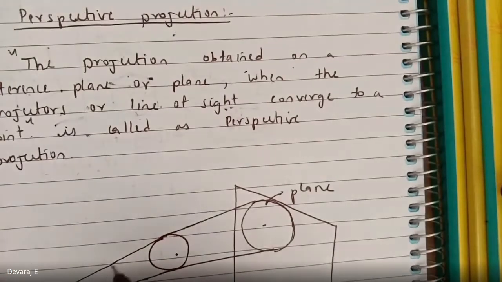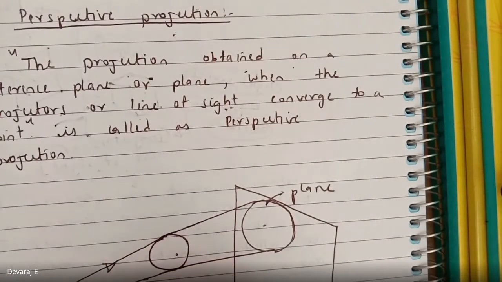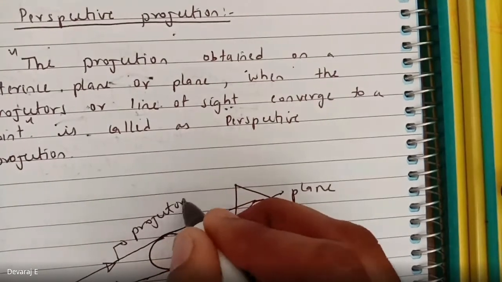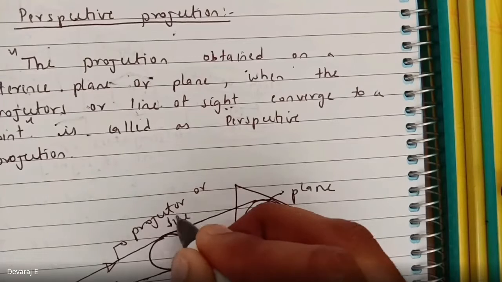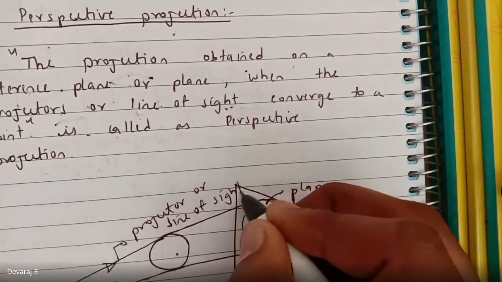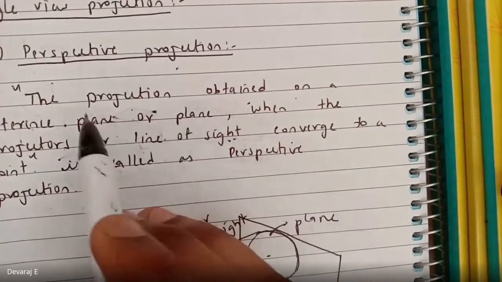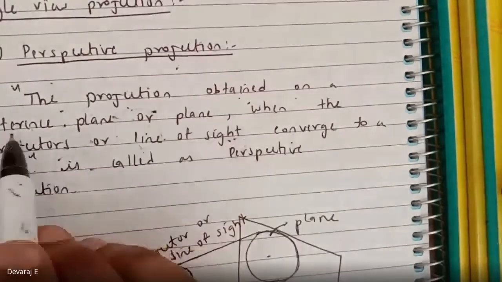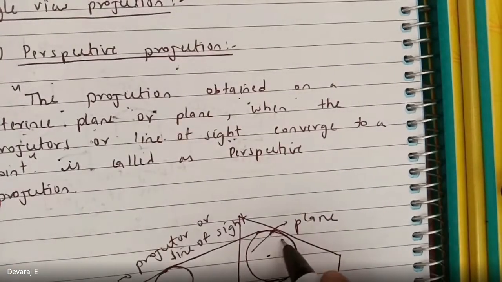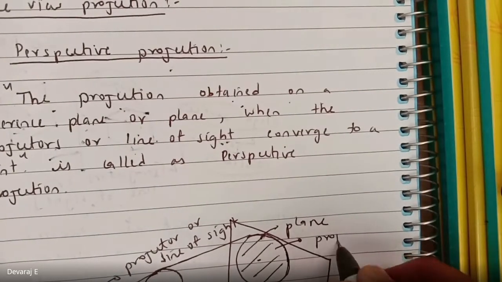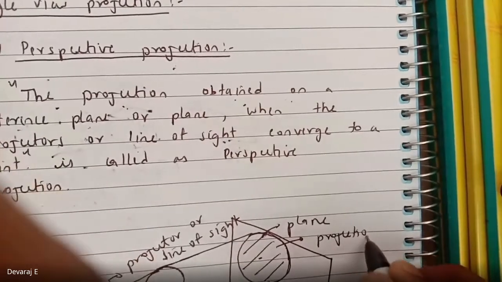Okay, see here, this is called the line of sight. Always remember, this is called the projector or line of sight. If the line of sight is passing through a point, this is called converge. According to the definition, the projection obtained on this reference plane is called the projection, or the plane of projection, which is falling on this screen or plane.